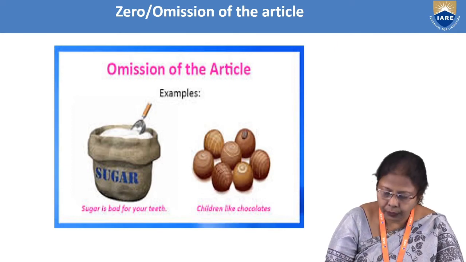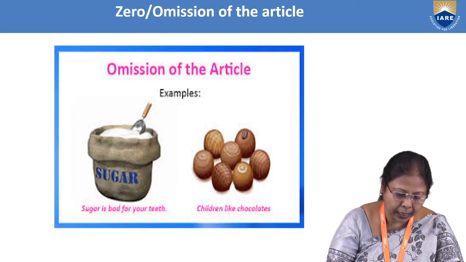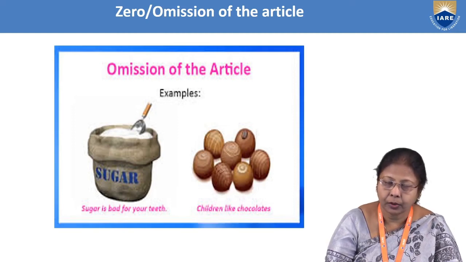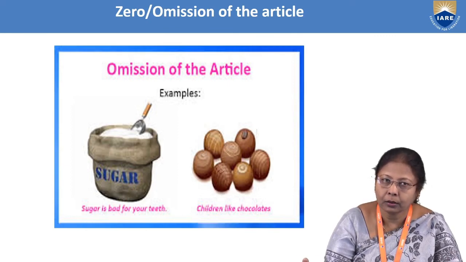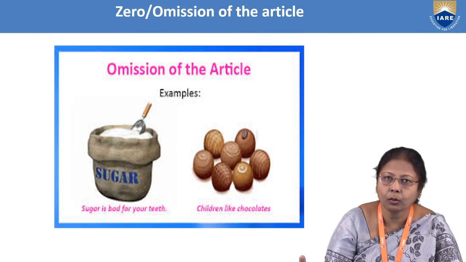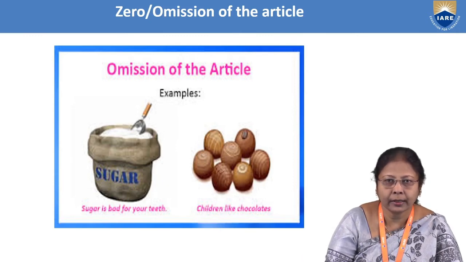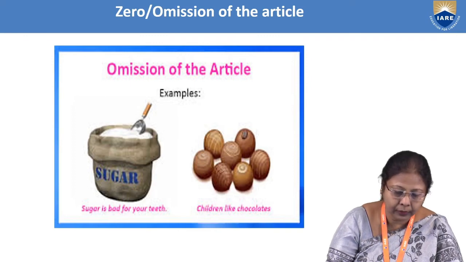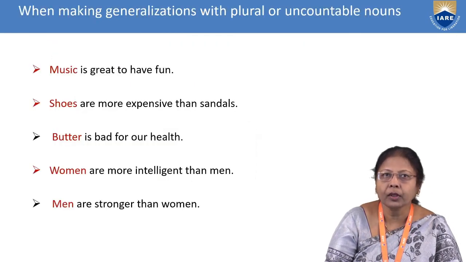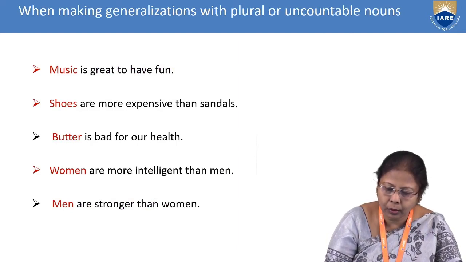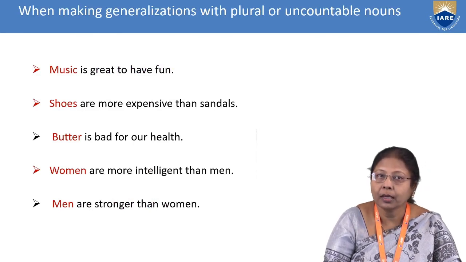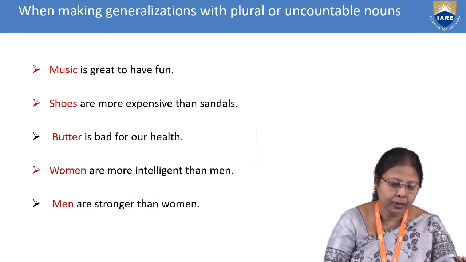Here are a few examples in the slide I have given. Sugar is bad for your teeth. Before sugar, you need not go for a, an or the. No need, because we cannot count. Children like chocolates. Children is plural. Specifically, if you don't say that, we need not go for the article. When making a generalization with plural or uncountable nouns, we need not use any article. See a few examples I have given.